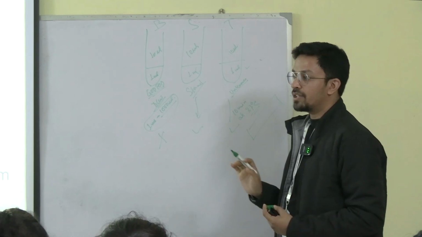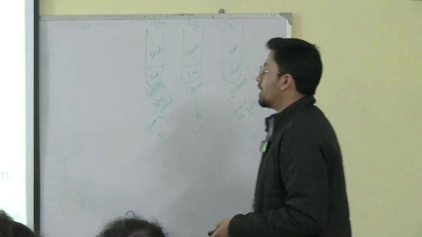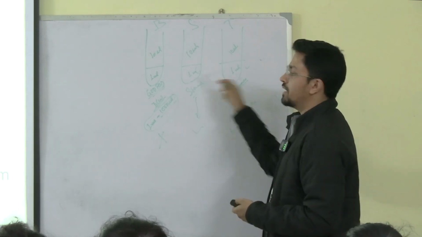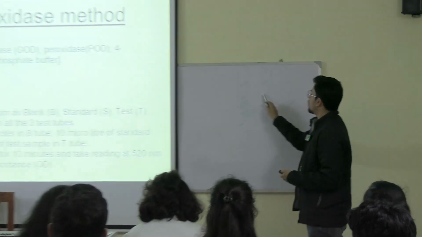But still you don't know whether it is a hypo or hyperglycemic condition. Okay, fine. Let us see what is written over there. Take 3 test tubes. Mark them as B, S and T. Take 1 ml of enzyme reagent in all of them.